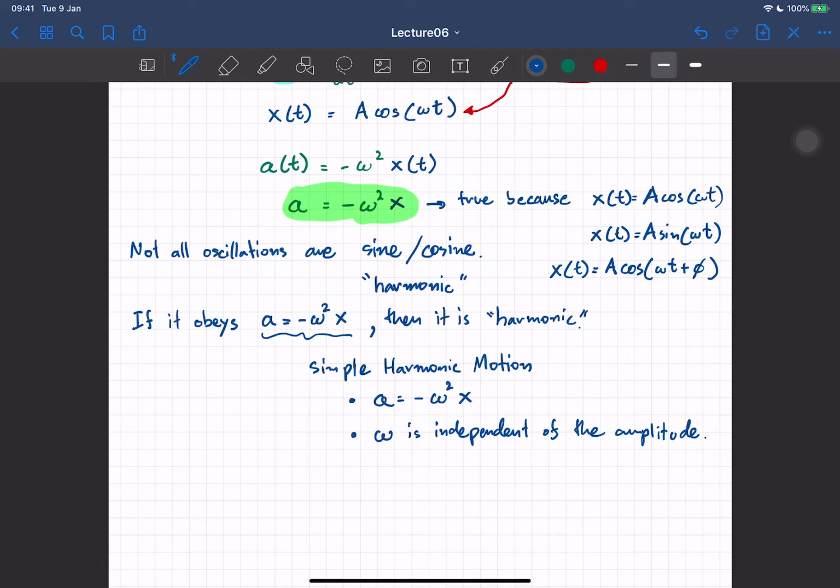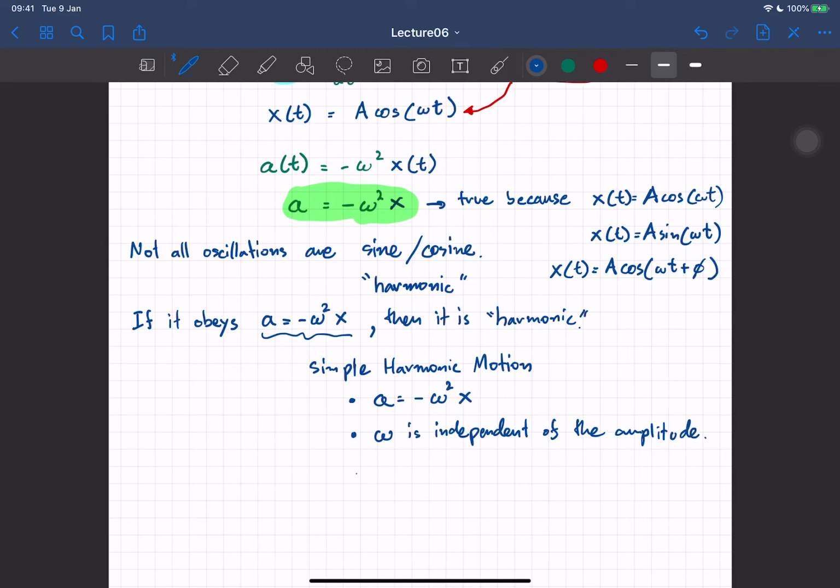That's another important property of simple harmonic motion. And again, in real life, this is probably not going to be the case, right? Sometimes when you change the amplitude of the motion, it will change the oscillation frequency. But if you have simple harmonic motion, then this is the case.